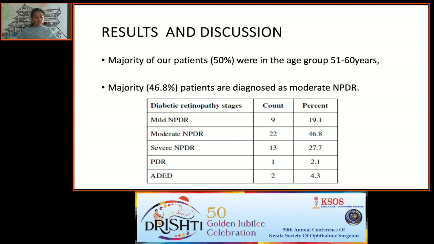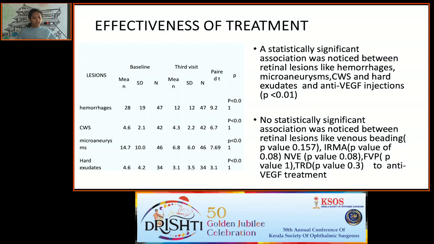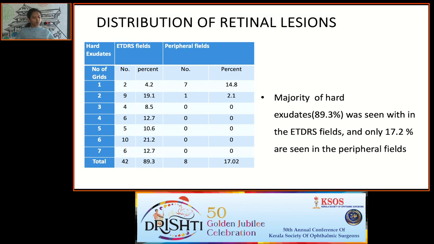and the majority of the patients were diagnosed as moderate NPDR. On the effectiveness of treatment, it was found that lesions like hemorrhages, cotton wool spots, microaneurysms, and hard exudates were significant with a p-value of less than 0.1, but the rest of the lesions were not significant. Regarding the distribution of retinal lesions in the wide field images, most of the lesions were distributed within the ETDRS field. In the table below, for hard exudates, the majority, 89.3%, are seen in the ETDRS field, and only 17.2% are seen outside the field.